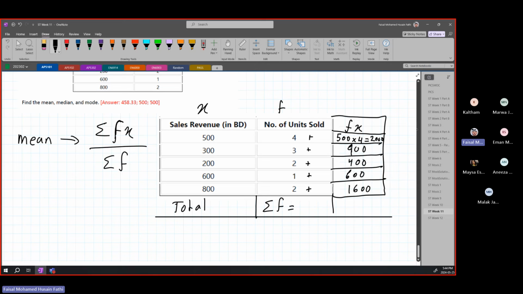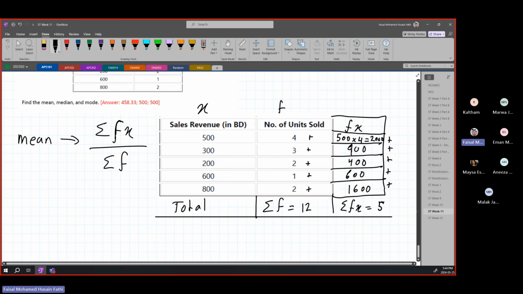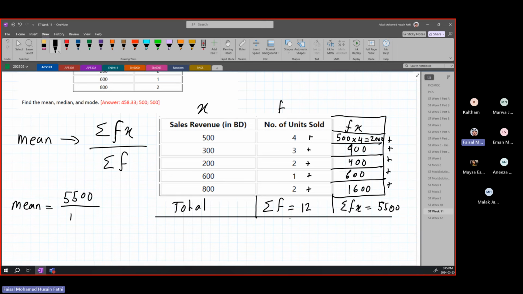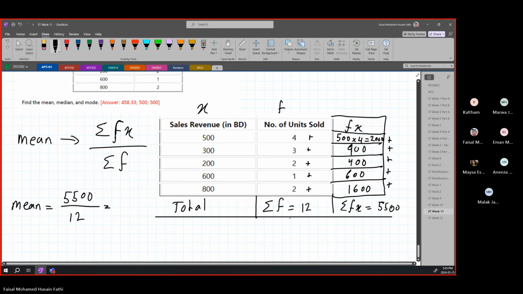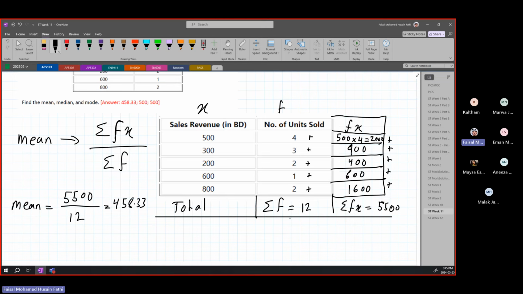So 4 plus 3 plus 2 plus 1 plus 2 is going to be 12. And sigma fx is going to be adding all of these together. So it's 2,000 plus 900 plus 400 plus 600 plus 1,600. All right, which is 5,500, like that. Now we can just find our mean by applying the equation: sigma fx, which is 5,500, divided by 12, which is going to be 458.33, and this is your mean.